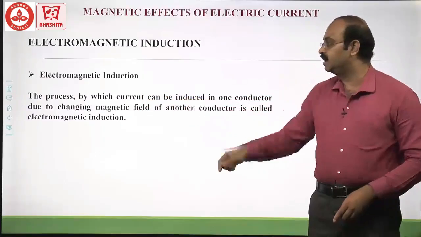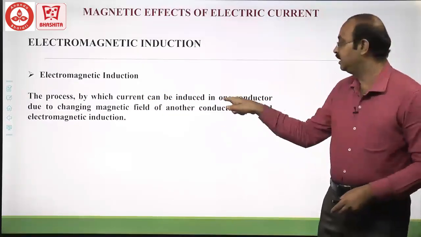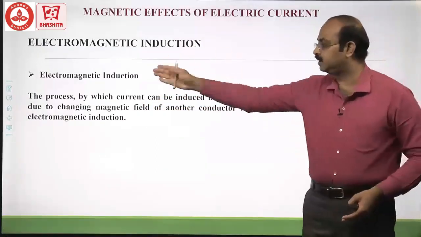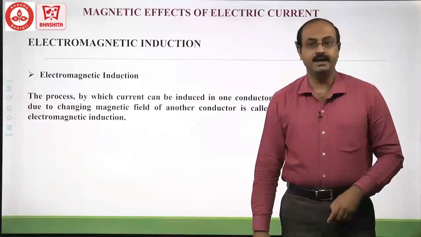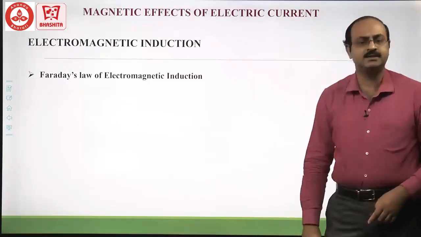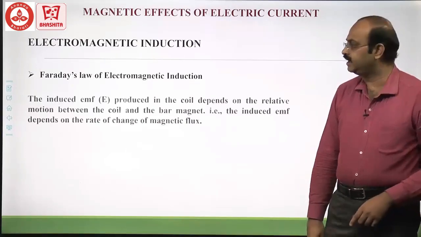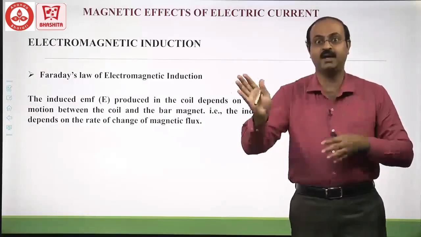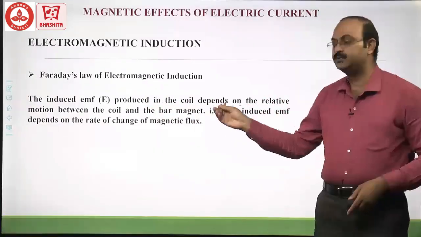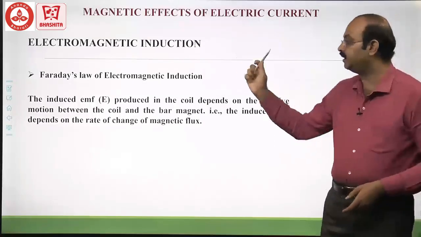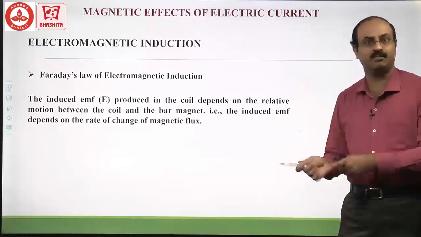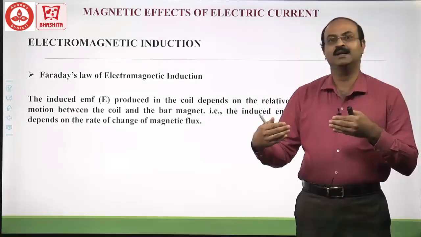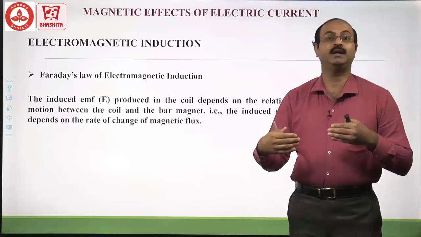The process by which current can be induced in one conductor due to the changing magnetic field of another conductor is called electromagnetic induction. Also, Faraday's law of electromagnetic induction says very clearly that the induced EMF, because of which there will be a current flow, produced in the coil depends on the relative motion between the coil and the bar magnet. If the coil and magnet are kept simply side by side, no induced EMF or induced current can be there.